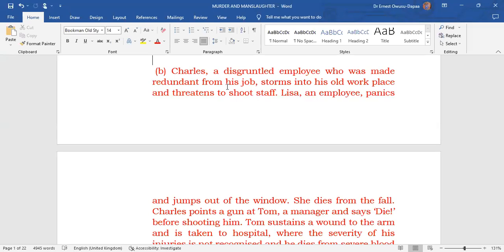So the first issue is, of course, we know that she has died. We want to establish the actus reus, and then the mens rea, whether Charles had the intention to kill Lisa. But before that, have you finished with the actus reus? I wanted to take this one first. Well, okay, let me start with actus reus then. Because if the actus reus is not there, there's no need to go to mens rea, isn't it? That's true.